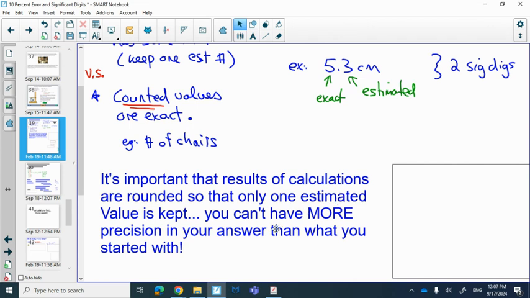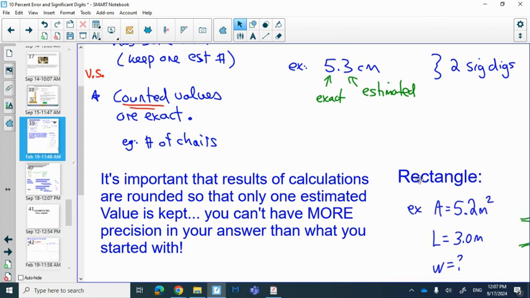Okay, so it's important the results of the calculations are rounded so that only one estimated value is kept. You can't have more precision in your answer than what you started with as well, right? So when you look at your calculations and your results, you can't include more precision in a result than something you started with. That just doesn't make sense.